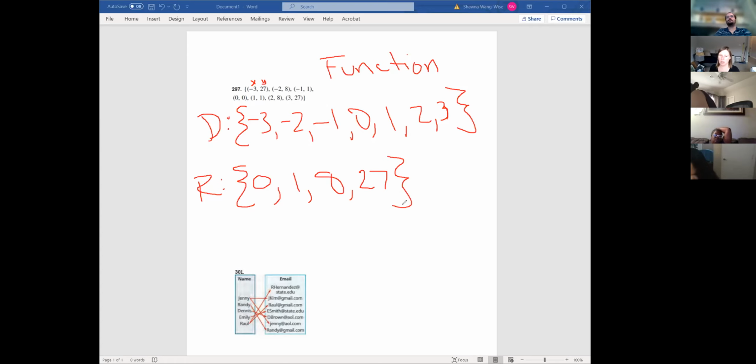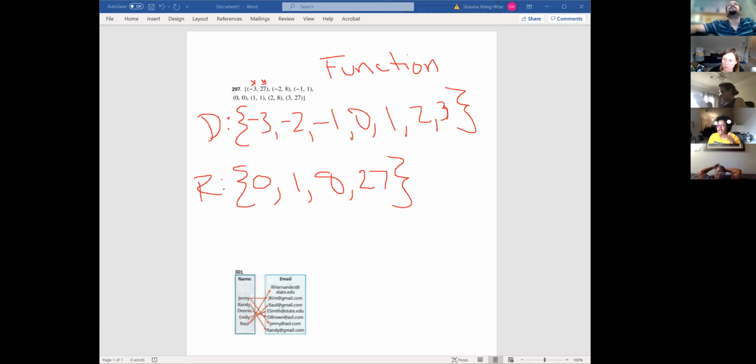All right, any questions on this domain and range? Yes, I have a question. Sure. What if I got the same numbers, but for a test, instead of putting them from least to greatest, we put them from greatest to least, will we get a point deducted for that, or do we just need to keep an eye on it and make sure we do least to greatest?